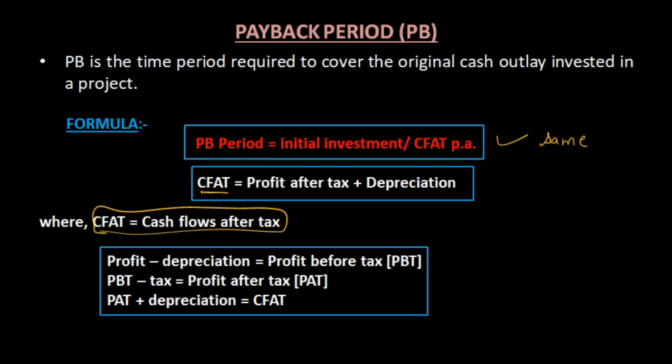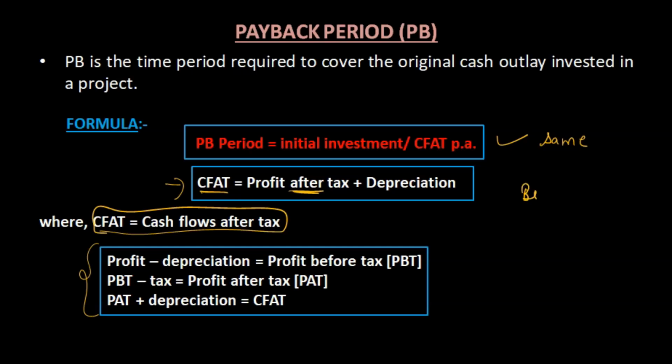So, here are a few things. This maybe looks something tricky. You will feel that there are so many formulas, but nothing to worry about. You just remember one thing. For CFAT we have profit after tax plus depreciation. If after is written, like profit after tax, it means from the profit tax is already deducted. If they have given profit before tax, it means tax is not deducted from the profit.